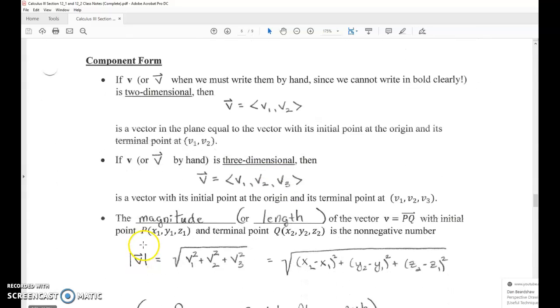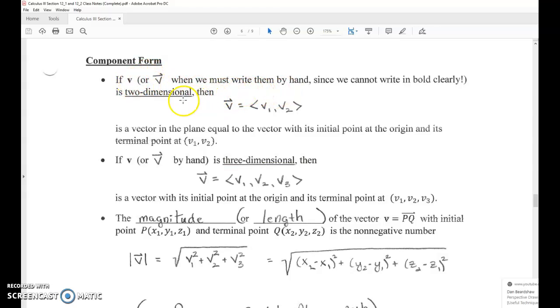Okay, so component form. If a vector v, now in type or in reading your textbook, you're just going to see bold letters. Bold letters will indicate vectors. When I write it by hand, I just don't want to keep scribbling over the letter to make it bold. So what we do is we put it like a little half arrow above it. That's the same thing as seeing a bold V if it's in type.